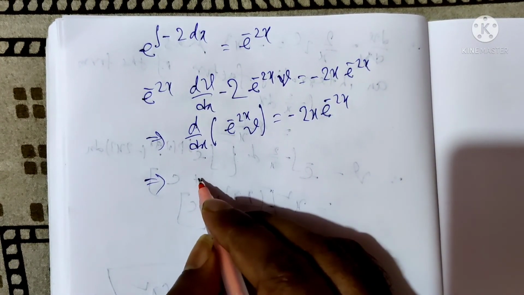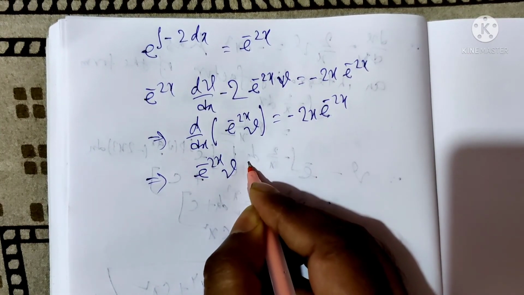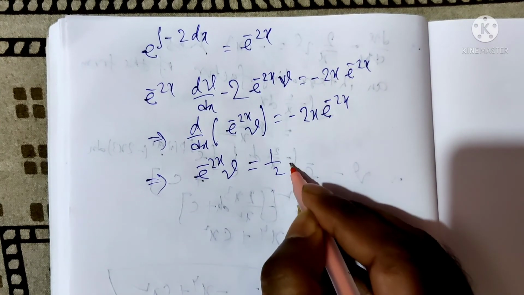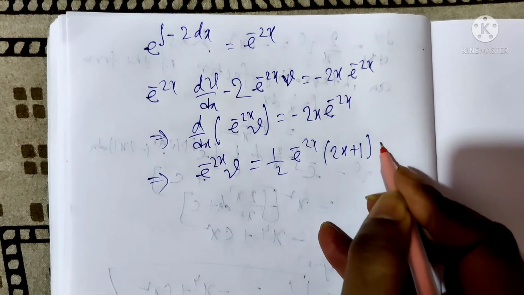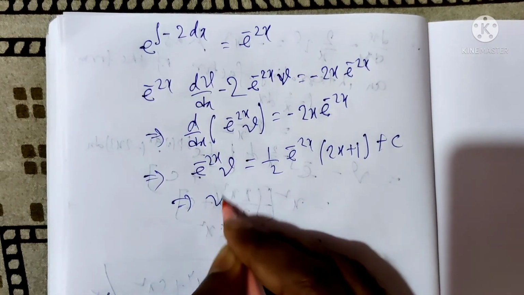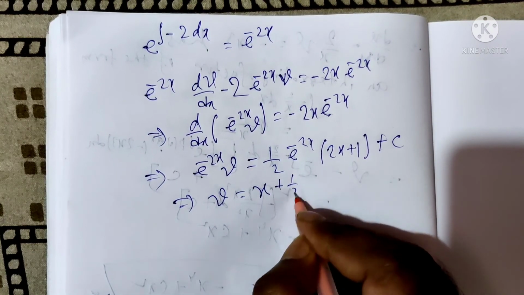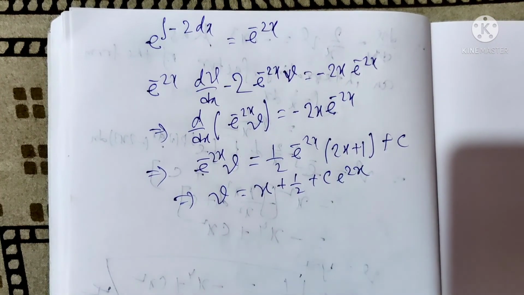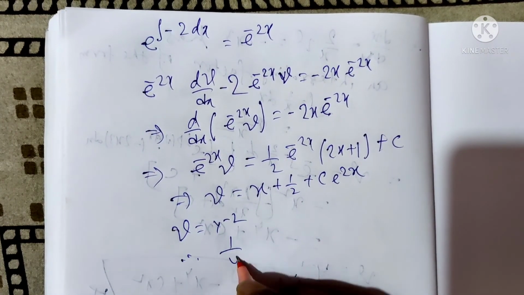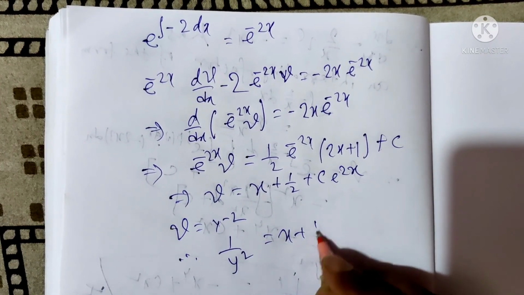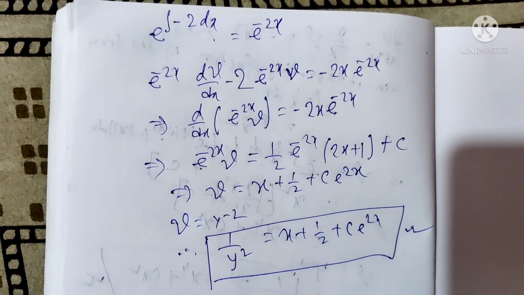Integrating, we have e^(−2x)v = (1/2)e^(−2x)(2x+1) + c. That implies v = x + 1/2 + ce^(2x). Now v = y^(−2). Therefore 1/y² = x + 1/2 + ce^(2x). This is the solution.